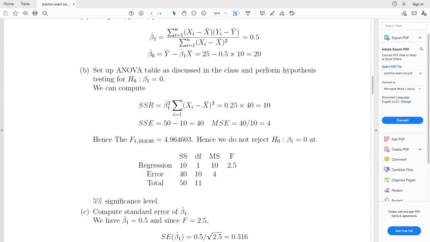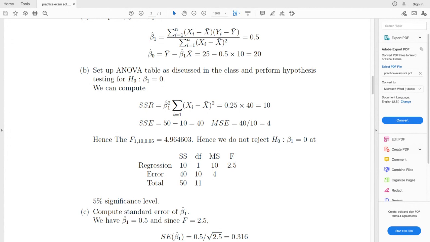So there are two approaches here. As I said, you can calculate the critical value, which is 4.96, and compare with this F value. And then you can calculate the p-value. If the p-value is less than 0.05, then you reject the null hypothesis. If it's greater than 0.05, you do not reject, right? Exactly.